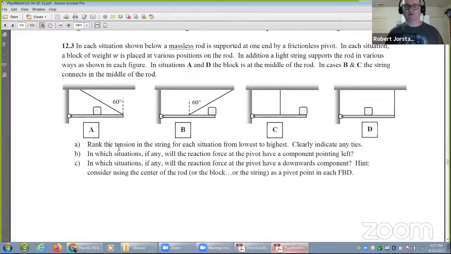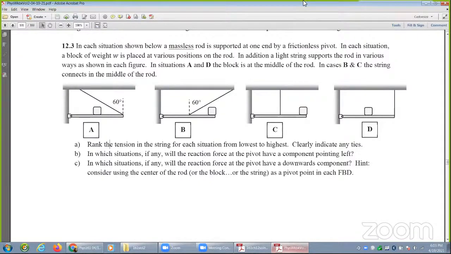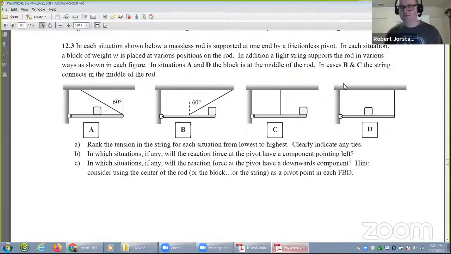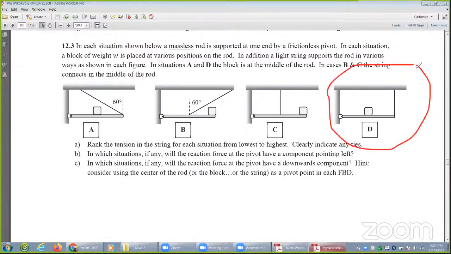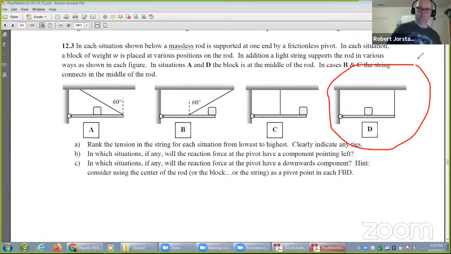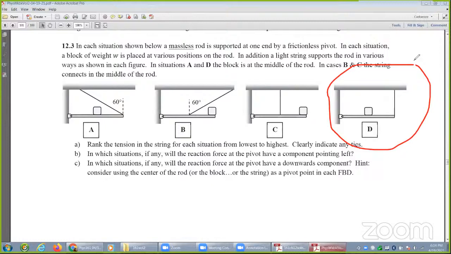It's okay to be wrong. Oh, go ahead. Say it again. D. Did you say B or D? D. Okay. Yeah. And what is your reasoning behind that? What are you thinking about, I guess?